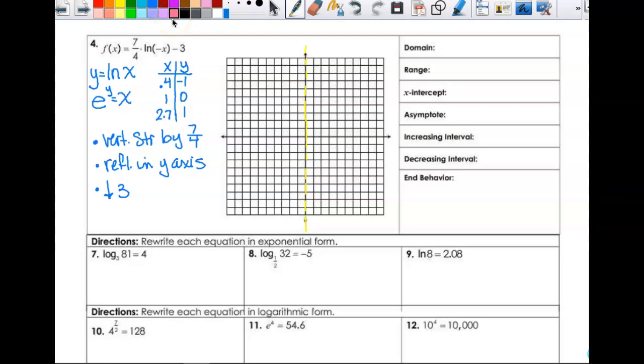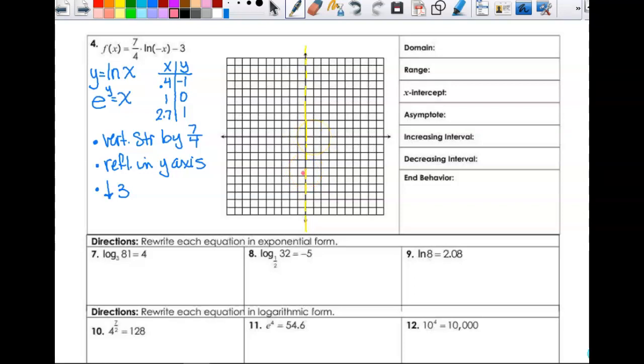My first anchor point is going to be at about 0.4, -1. I have a vertical stretch by 7/4, so my y value of -1 becomes -7/4, which is like -1 3/4. I reflect in the y-axis, so I'm over here. Then I go down 1, 2, 3. Then I start at 1, 0.